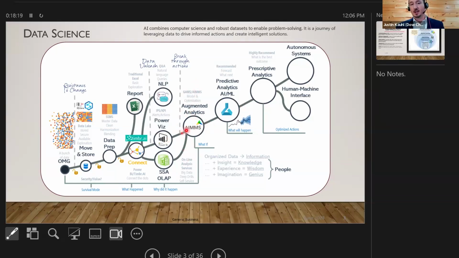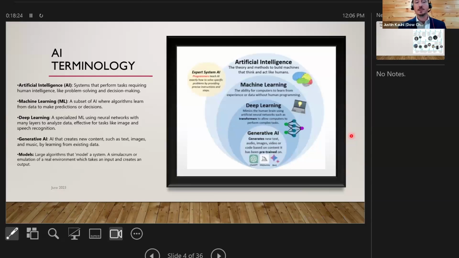But there's a real push to get up into these higher areas because that's when you're starting to predict the future, right? So before we get in, I'm just going to throw down a little bit of AI terminology here. So artificial intelligence is what we're talking about for the most part today. It's systems that perform tasks requiring some human-like intelligence. So we're trying to emulate some aspect of the human intelligence system, and we're trying to create a mathematical model that will replicate that.